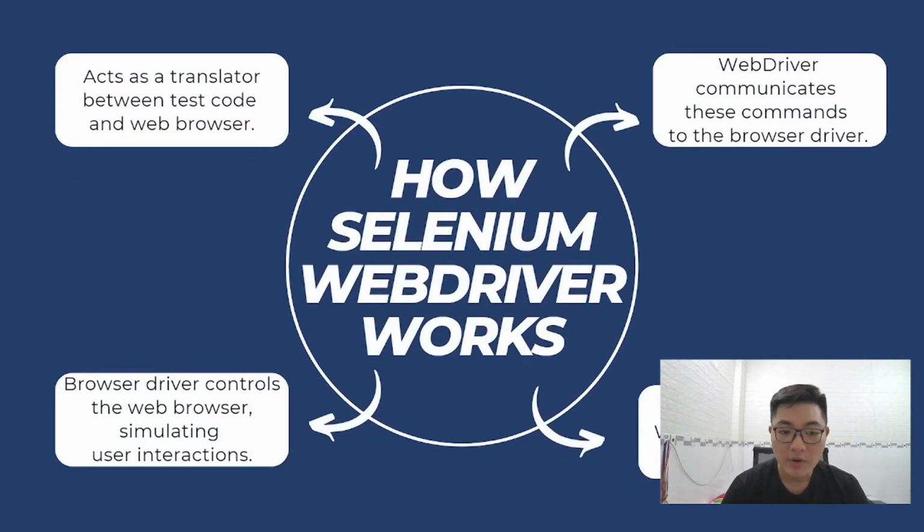Selenium WebDriver operates seamlessly behind the scenes. Your test code written in the chosen programming language acts as a commander. It sends instructions to the WebDriver, specifying the action you want it to perform in the web browser. The web driver then acts as a translator, converting these commands into a format that the browser driver understands. Finally, the browser driver takes control of the web browser, mimicking user interaction based on the received commands.